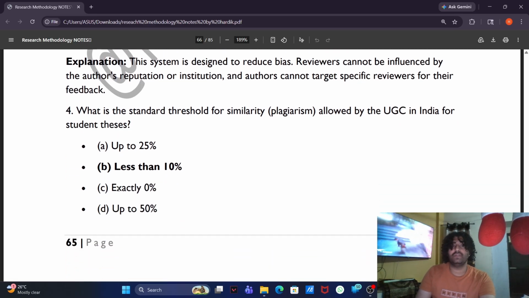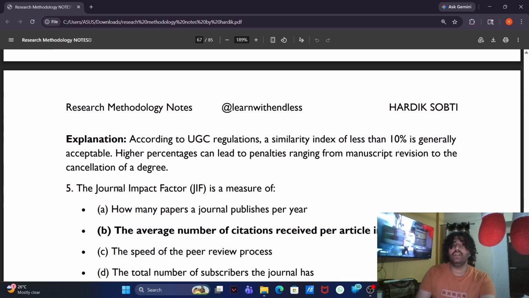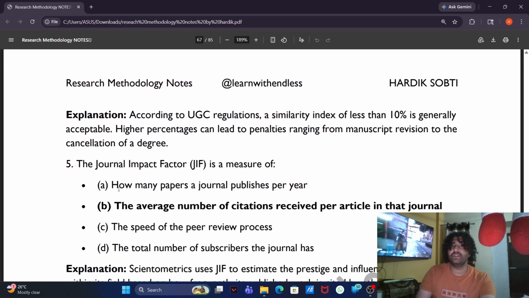What is the standard threshold for similarity plagiarism allowed by UGC in India for students? It's less than 10%. According to UGC regulation, a similarity index of less than 10% is generally acceptable. Higher percentage can lead to penalties ranging from manuscript revision to the cancellation of a degree.